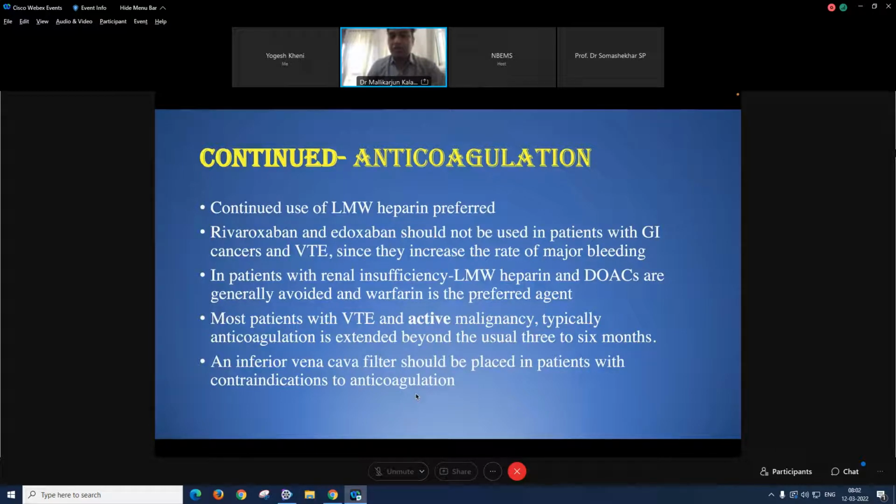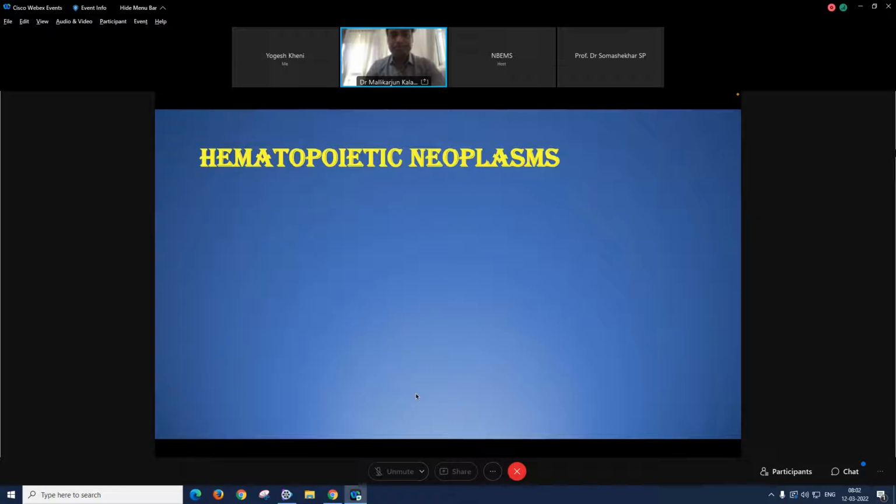Now, in a rare situation wherein a patient has a very bad thrombus with increased clot burden, but may not be fit for anticoagulation because of various reasons, significant bleeding or very significant thrombocytopenia, in such patients one may have to consider IVC filter placement. So, a few slides on hematological malignancies.